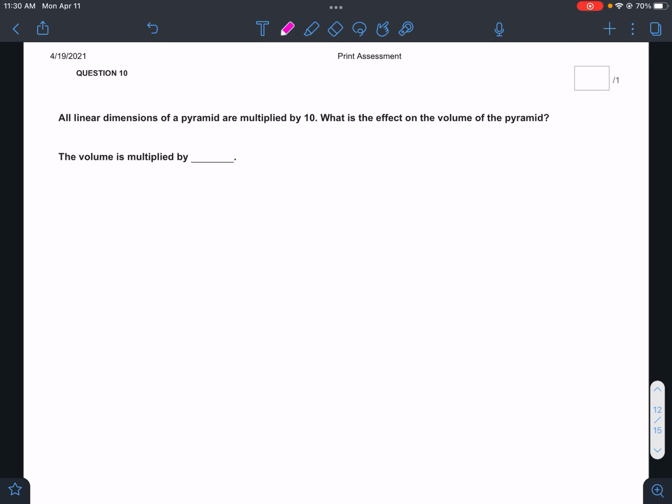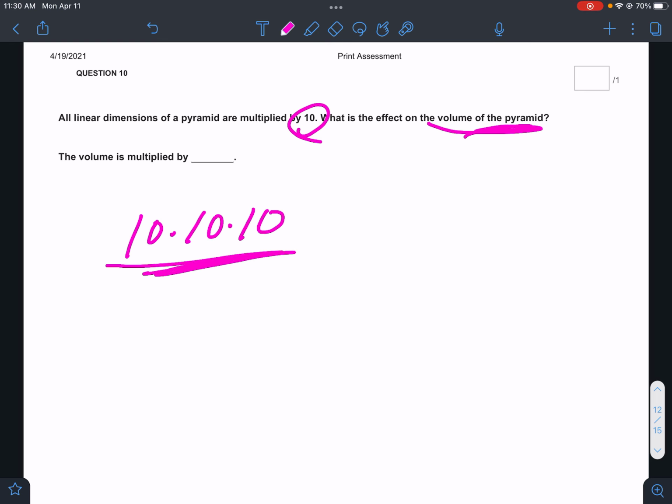All linear dimensions of a pyramid are multiplied by 10. What is the effect on the volume? Ooh. So it doesn't matter what shape it is. How many dimensions does a pyramid have? Volume is 3 dimensions. So we're multiplying it by 10 3 times. So it'd be times 1,000.